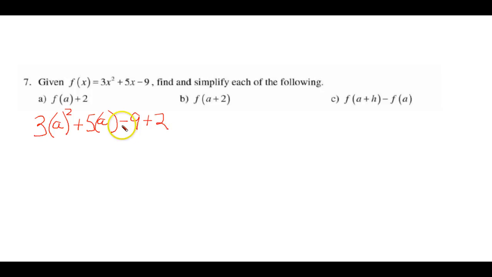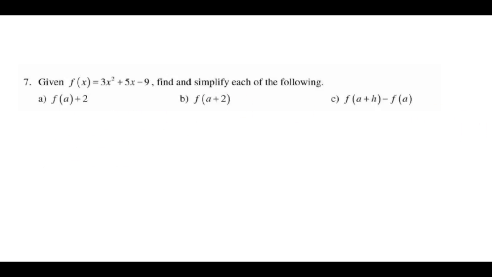So this one's not too bad. This is just going to be 3a squared plus 5a minus 7. So again, following the process, we're going to put the a where the x is and just add 2 to it.